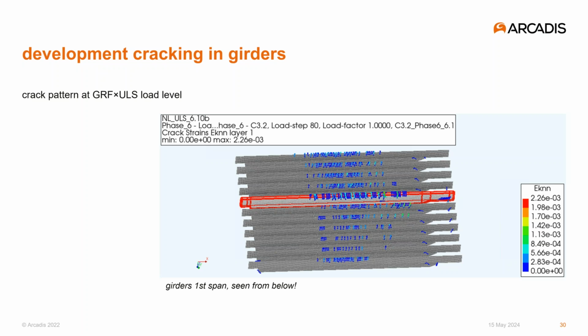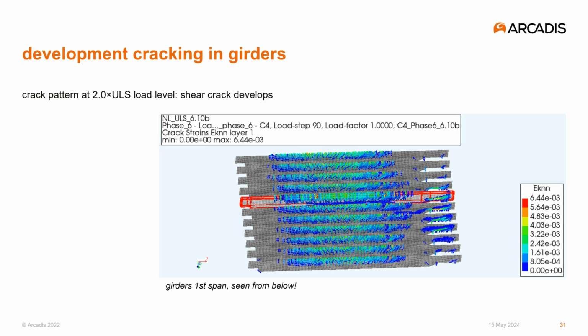At global resistance factor load level, a lot of bending cracks have developed. Our shear crack has developed a little further, and in the neighboring elements, in the neighboring girders, also a tiny crack becomes visible. Not earlier than at twice the ultimate limit state load, the shear crack has developed to a serious crack. Apparently, the reinforcement and the pre-stress were sufficiently effective to control the growth of this crack.